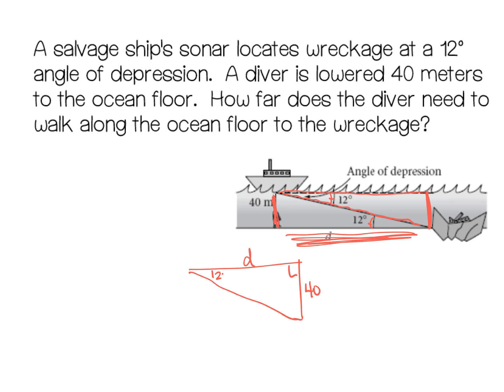So I'm trying to solve for D. My 40 is the opposite side, D is the adjacent. So it tells me I'm going to use the tangent of 12 is equal to opposite over adjacent, so 40 over D. Then you take 40 divided by the tangent of 12, and I get 188.2 meters. So the math of it really isn't changing at all. We're really just asking you at this point to take the words and draw a representation.